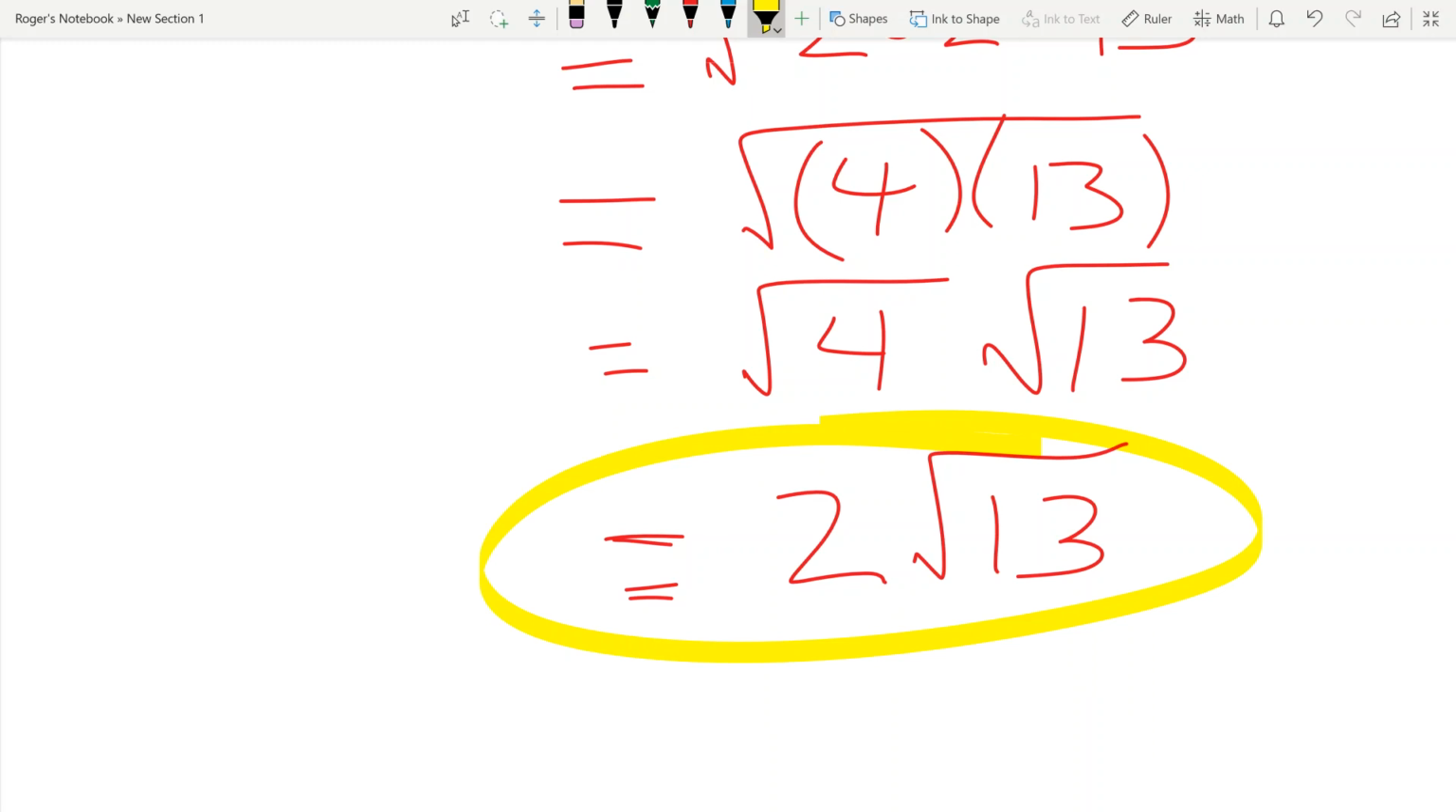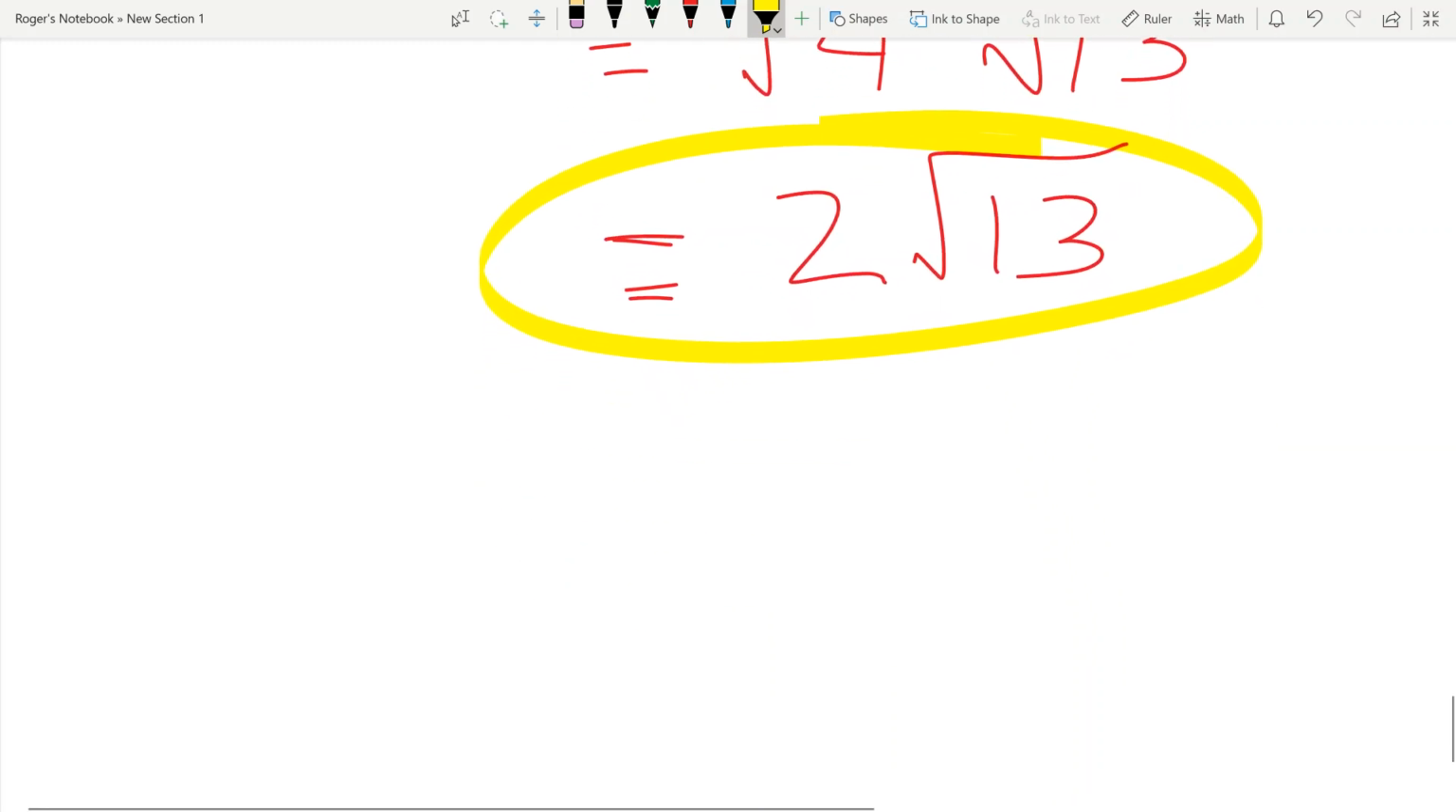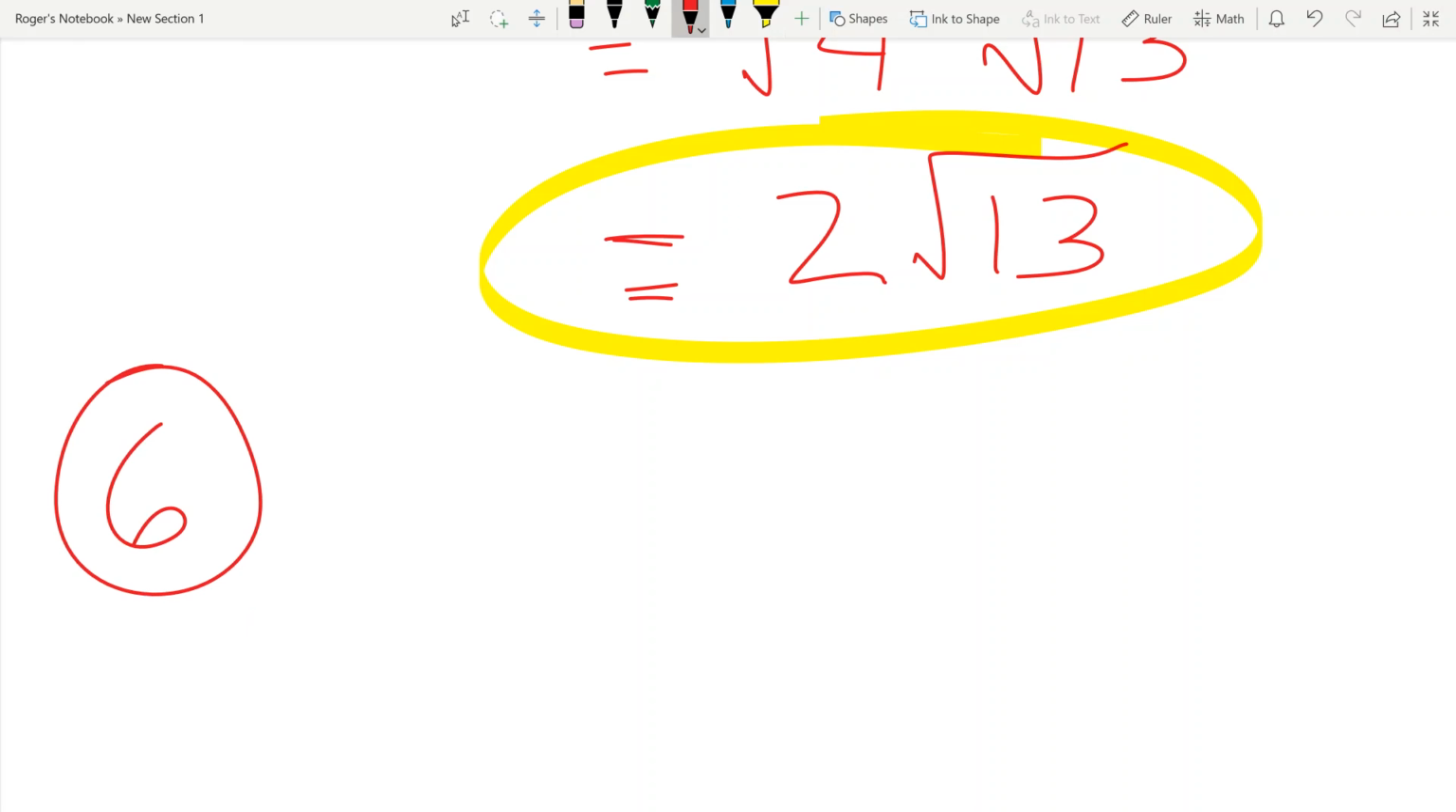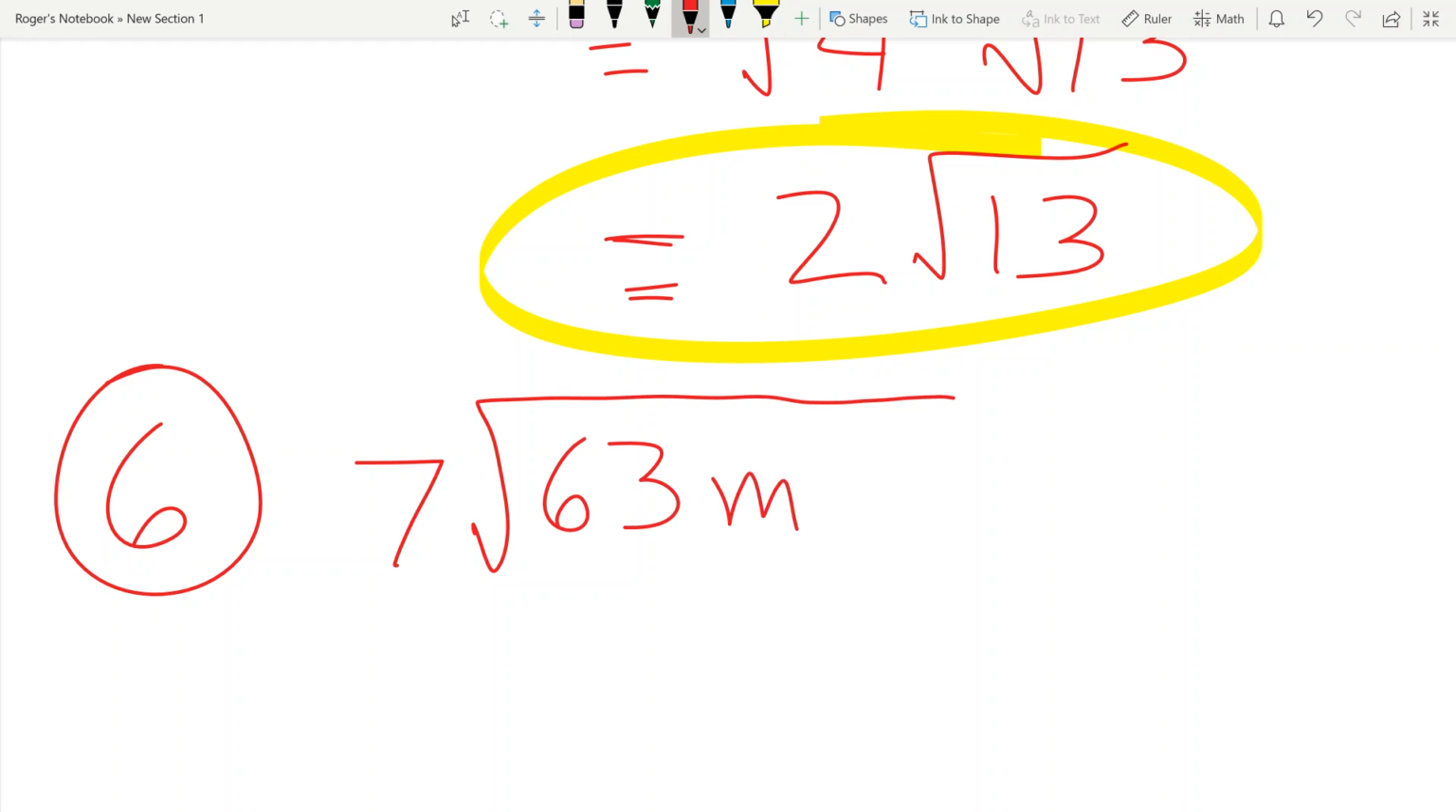Moving ahead, example number 6. 7 times the square root of 63, m cubed p.